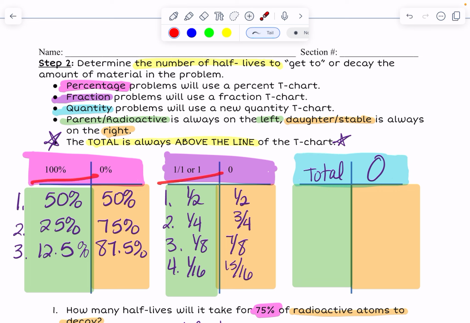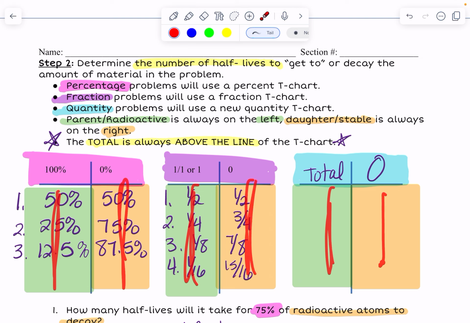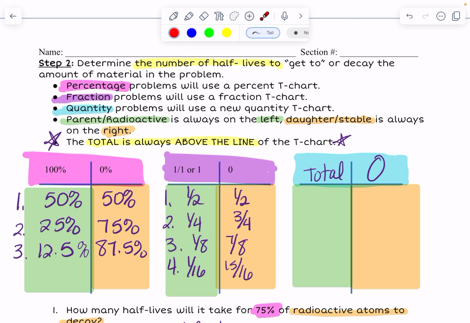100%, the whole fraction or the total always goes above the t-chart, and 0 also always goes above this side. We'll always put the parent on the left, and we'll always keep track of the daughter on the right. Okay, so you always set up a t-chart the same. The thing is we'll know always about half of those atoms flip over.